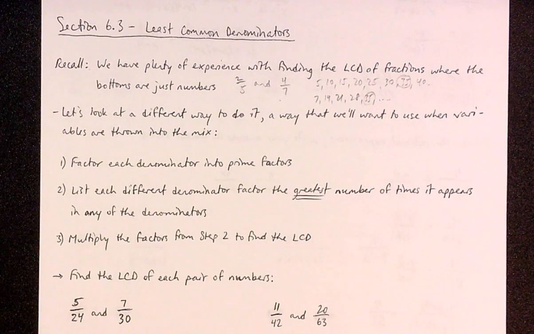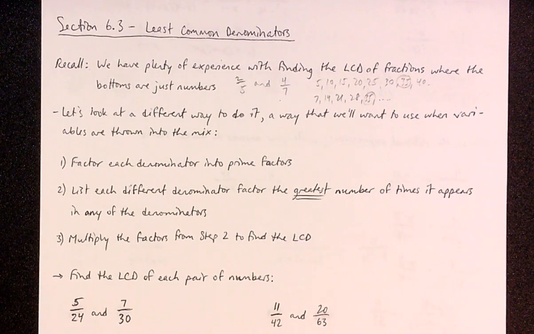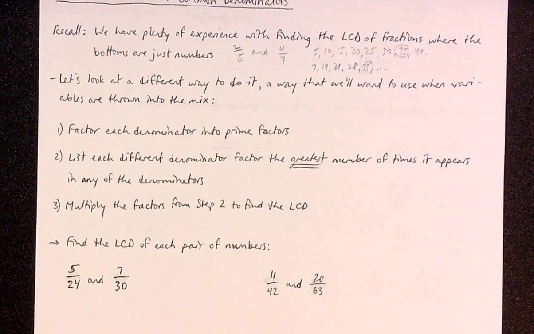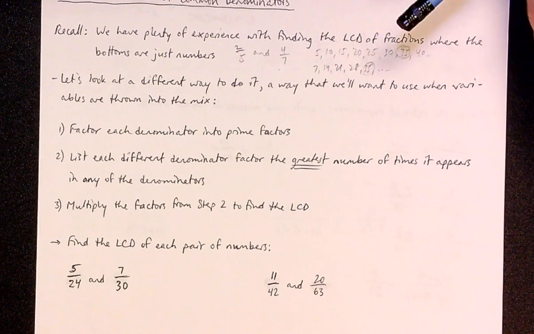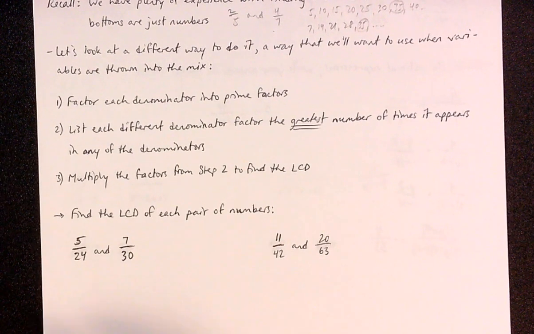Then, once you've done that with each denominator for each fraction, you're going to list each different denominator factor the greatest number of times it appears in any of the two denominators. Then once you've done that, we're going to multiply the factors from step 2, and that will give you your LCD. So I'm going to do a couple samples here to show you what I meant by all of that. So here, 5 over 24 and 7 over 30.